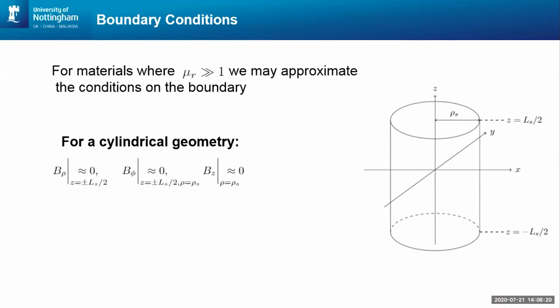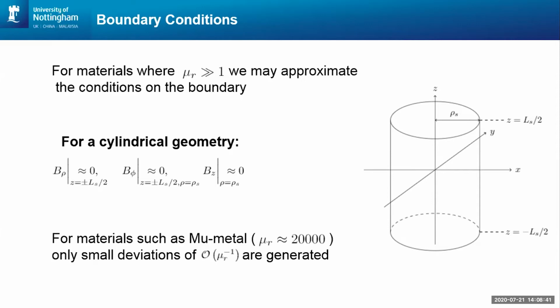And what that requires is that the radial components of the magnetic field be 0 on the planar end cap at plus or minus Ls over 2. The azimuthal magnetic field be 0 across the whole domain of the magnetic field, and the axial magnetic field be 0 along the cylindrical surface of the shield.